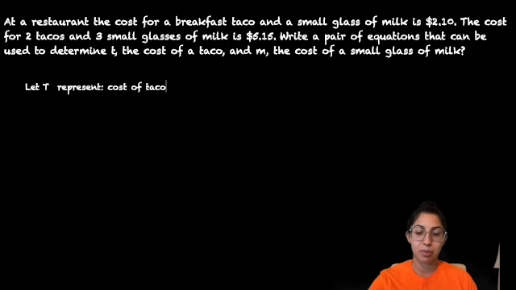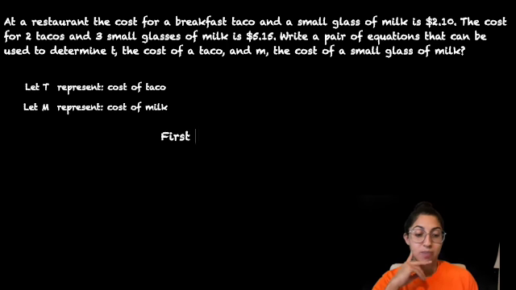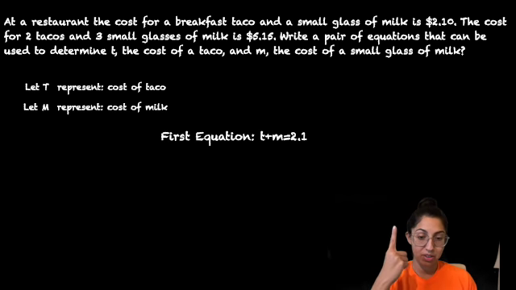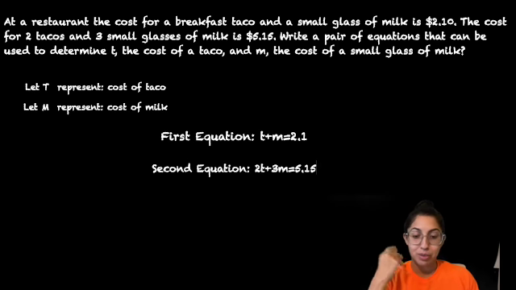So first, let T represent the cost of a taco. Next, let M represent the cost of milk because that's what they told us. So we're going to go ahead and stick to what they told us. Our first equation is going to be T plus M equals 2.1 because 1 breakfast taco and a small glass of milk combined equal $2.10. The next one, the cost for 2 tacos and 3 small glasses of milk is $5.15. So $5.15 is my total. Therefore, my second equation would be 2T plus 3M equals 5.15. And that really is it for those two, because remember, we're just setting these up. We're not solving anything today.